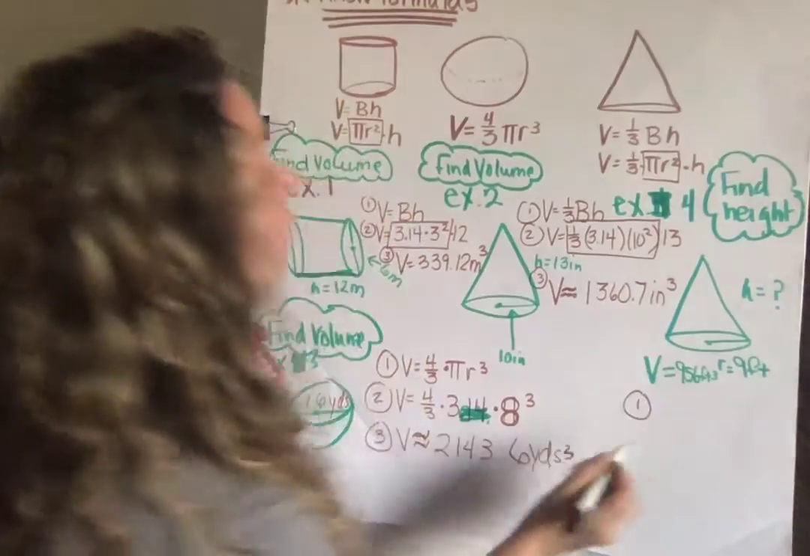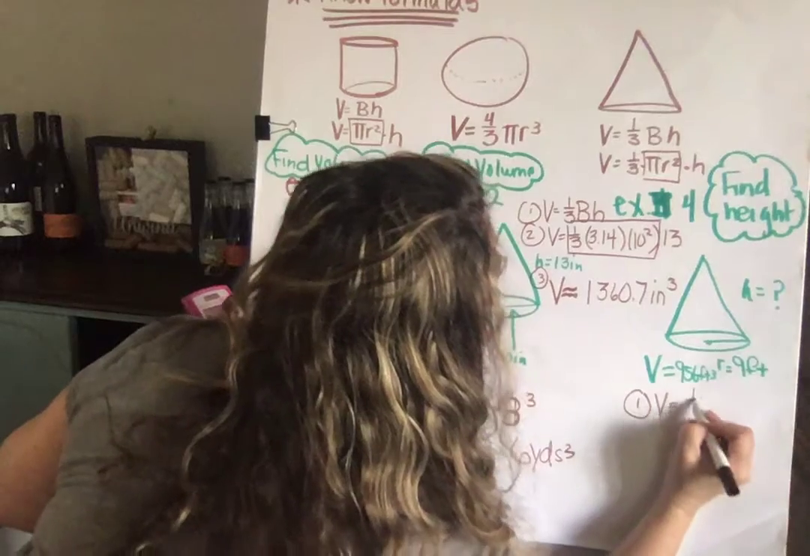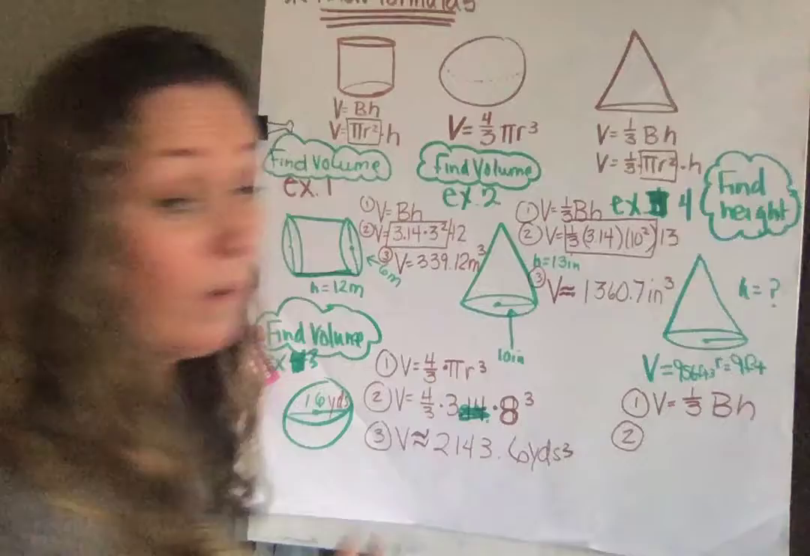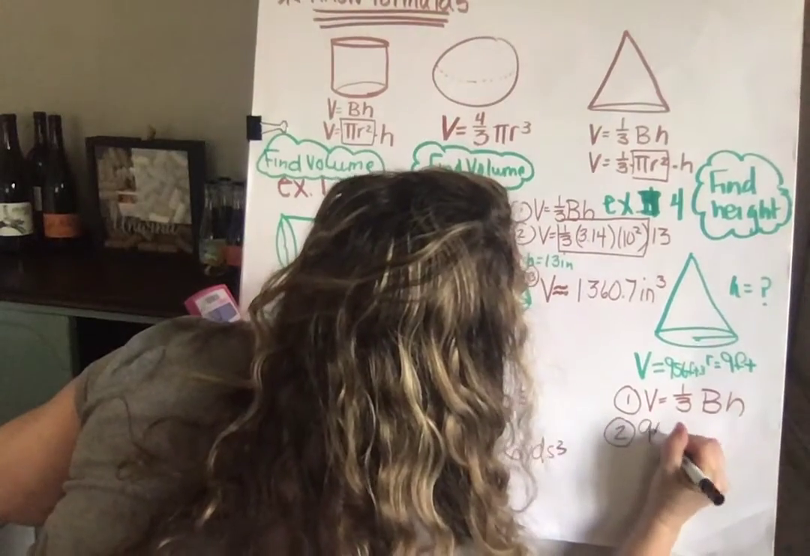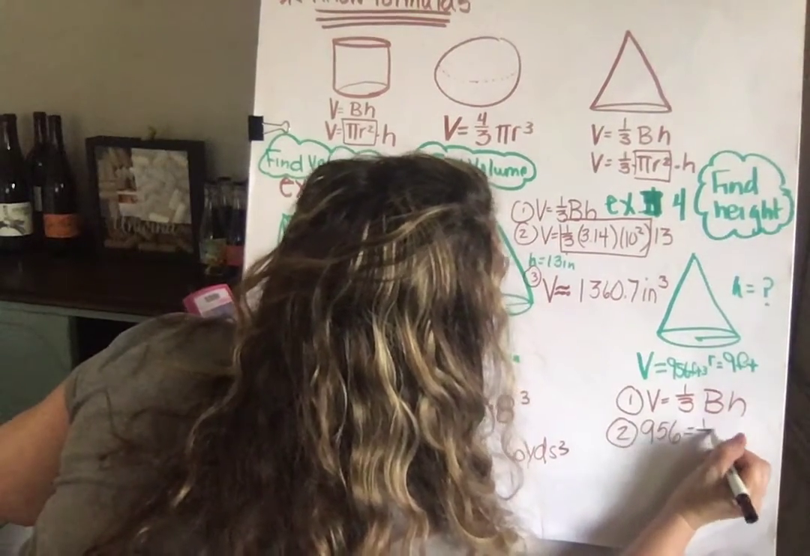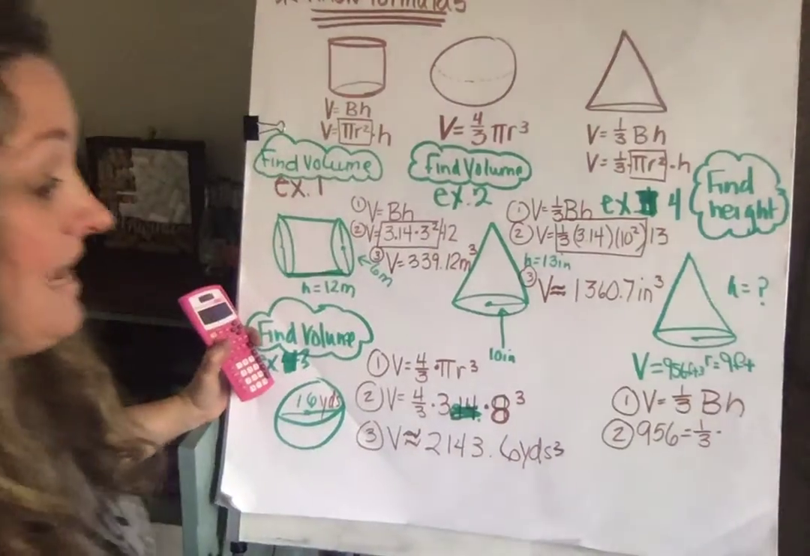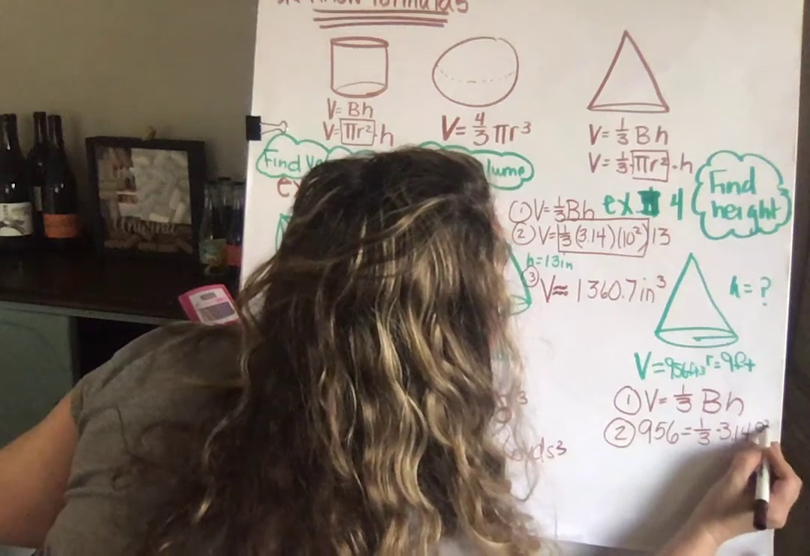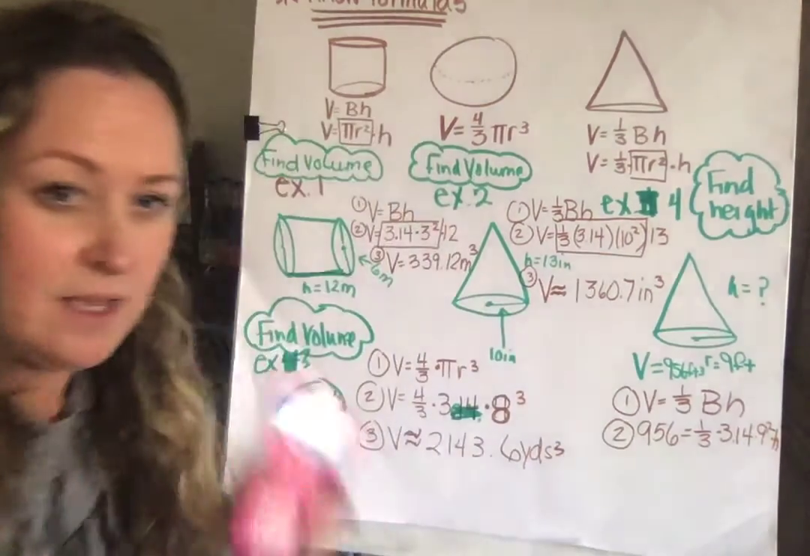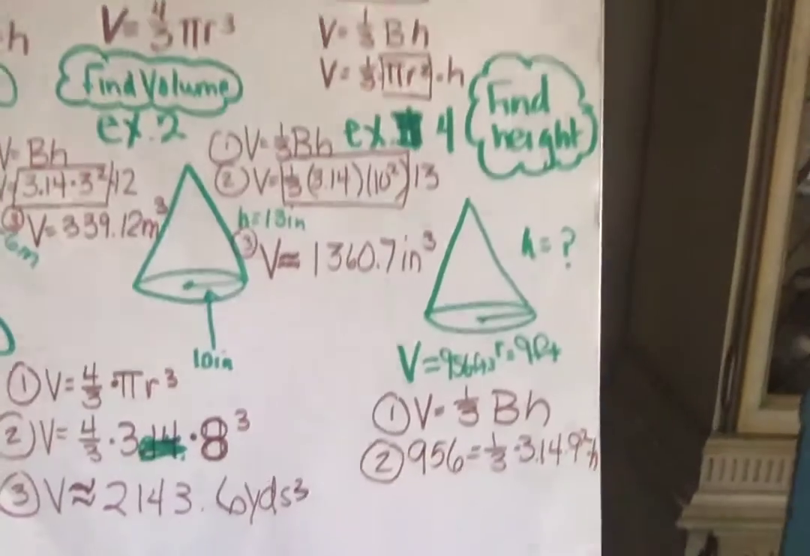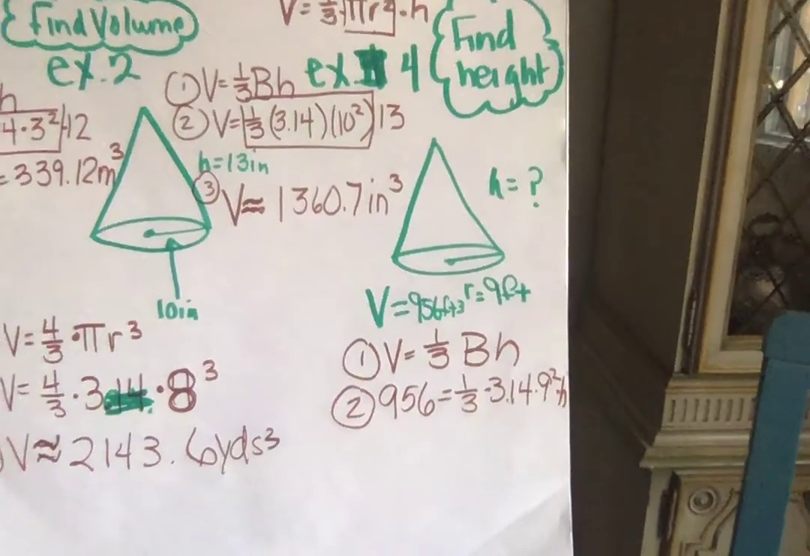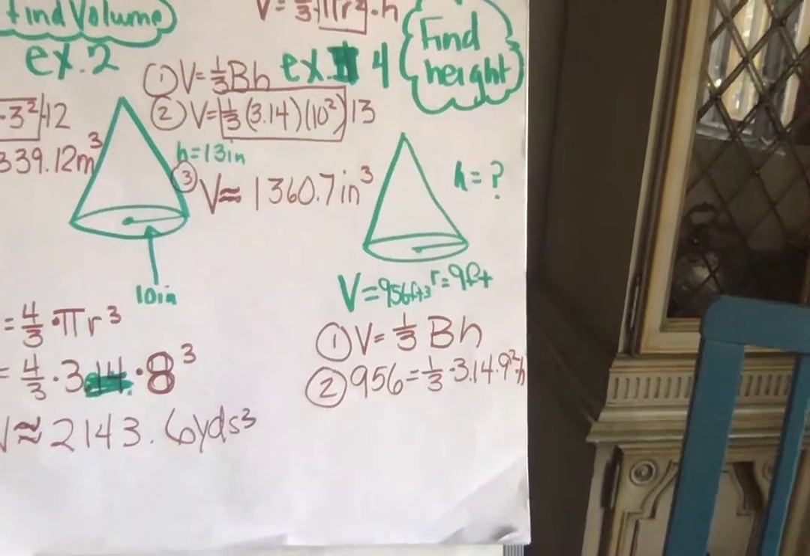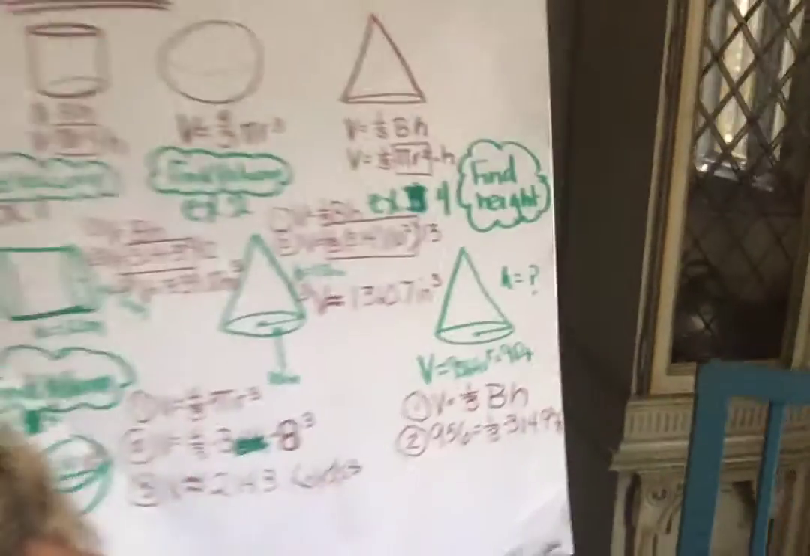Number 1, formula. Volume equals 1/3 big base times height. Now, what did they give you? 956 is the volume. The big base, 3.14 times 9 squared times height. Let me move in on that so you can see that. Okay, 956 equals 1/3 times 3.14 times 9 squared times height.